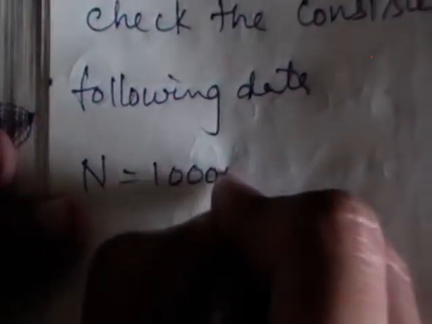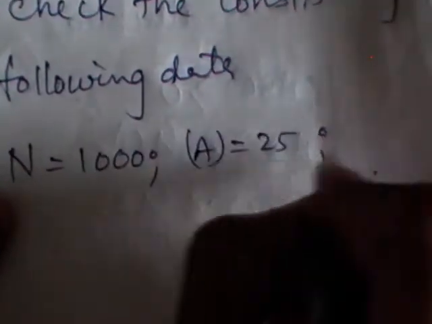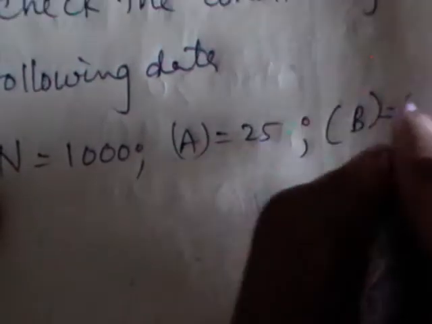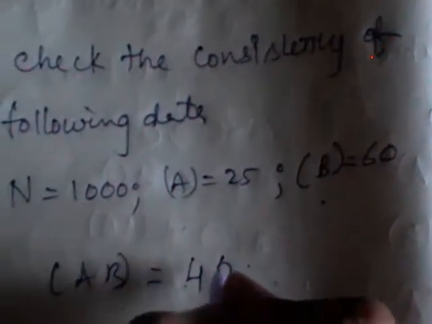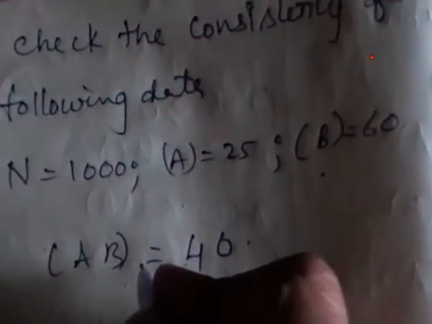n is given to you, bracket A is given to you, bracket B is given to you, and bracket AB. You need to check whether the data given to you is consistent or not. To check whether the data is consistent or not, you should check all the 4 conditions.